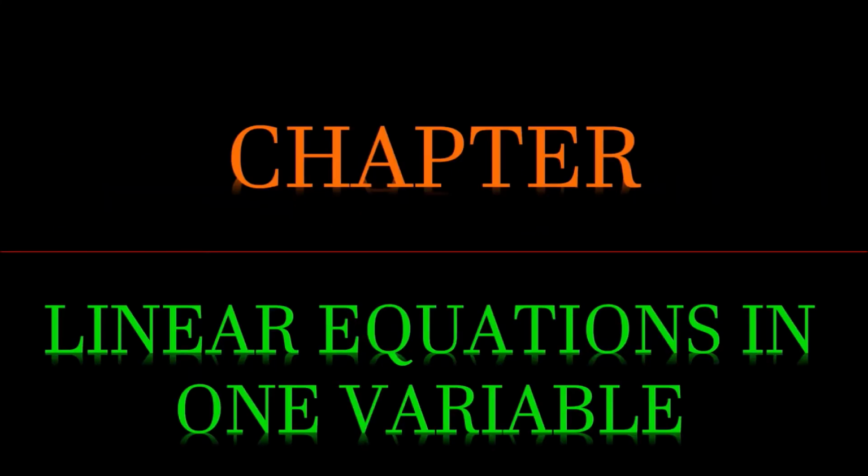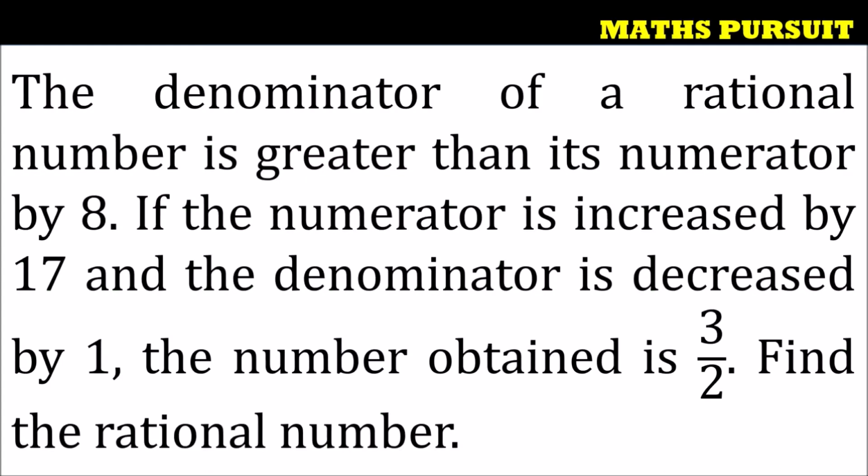Today we will look into the questions from the chapter called Linear Equations in One Variable. The given question is: the denominator of a rational number is greater than its numerator by 8. If the numerator is increased by 17 and the denominator is decreased by 1, the number obtained is 3 upon 2. Find the rational number.